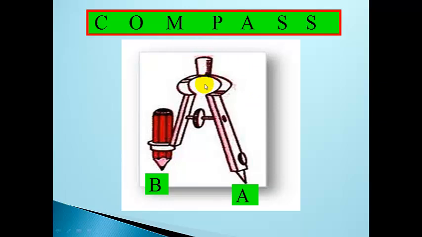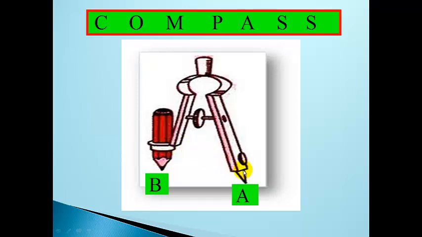Now we have a compass. A compass is a mathematical instrument that you are going to use in constructing our circles and describing our arcs. Now a compass has two ends. We have the pointed end and we have the end with the pencil.